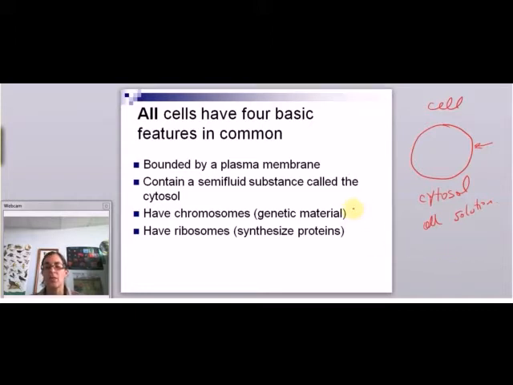Every cell also has genetic material in the form of DNA. And it takes on this structure called a chromosome. So a structural unit of DNA is a chromosome. And we'll talk more about these and see examples of these later in the semester. And then the fourth component that every cell has is ribosomes. Ribosomes are made out of RNA, specifically ribosomal RNA, or rRNA for short. And the ribosome is going to be responsible for making proteins. So at a minimum, cells will have these 4 components or structures.